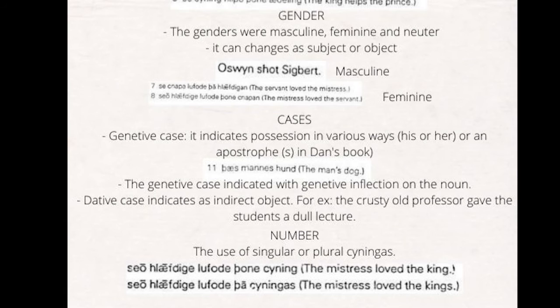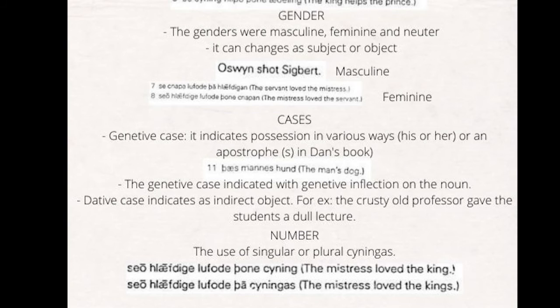And the next one is cases. There are two cases. The first one is the genitive case. It's the same as in present day English. It indicates possession in various ways, which are his or her, or an apostrophe, as in the example dance book. And the genitive case indicates the genitive inflection on the noun. We can see in the example, if a noun is in the genitive case and preceded by determiners, we need to use the genitive forms of the determiners.